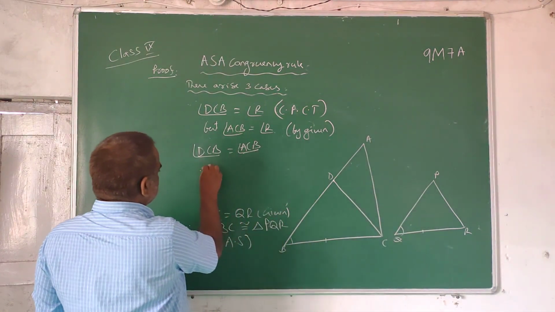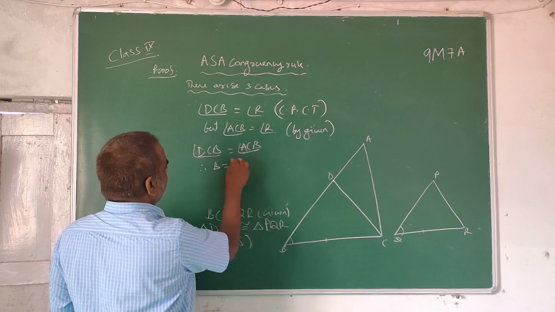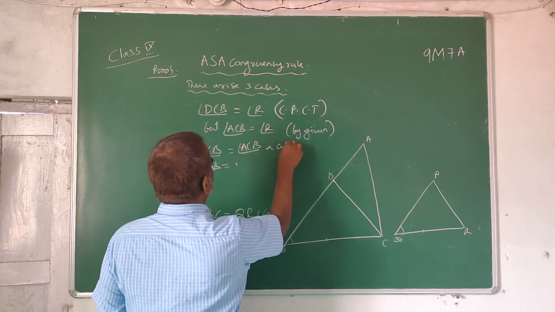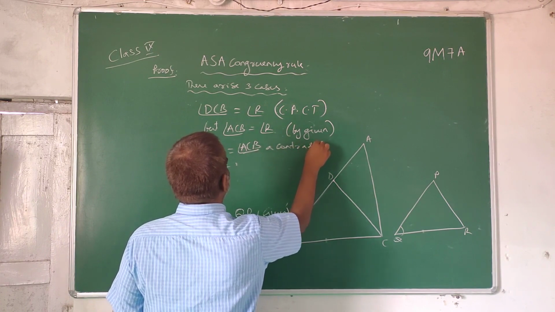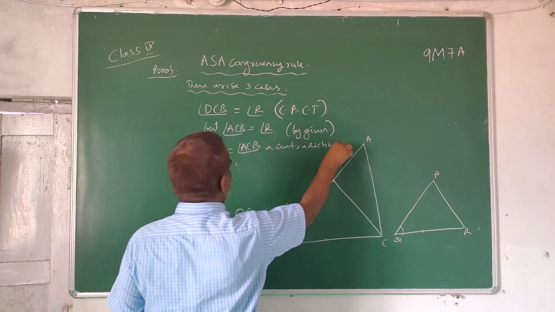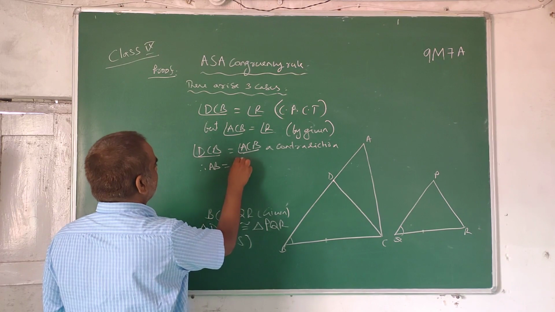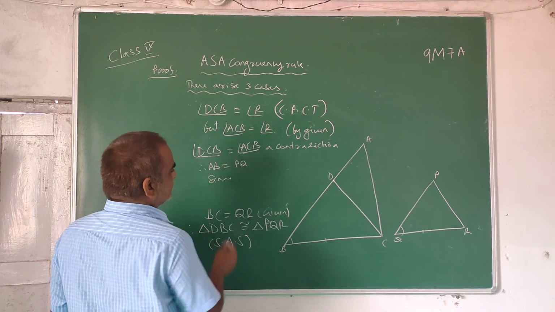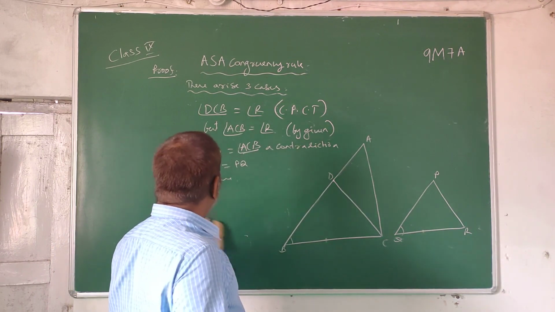So AB is equal to PQ finally, because you cannot accept this contradiction. So with this contradiction you can conclude that AB is equal to PQ. Similarly, you can prove when AB is less than PQ. So in all cases, okay.